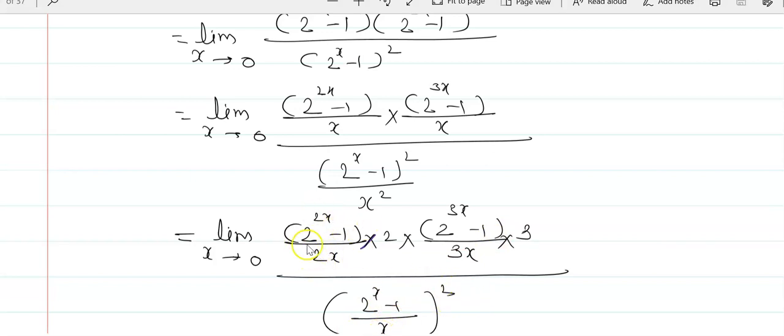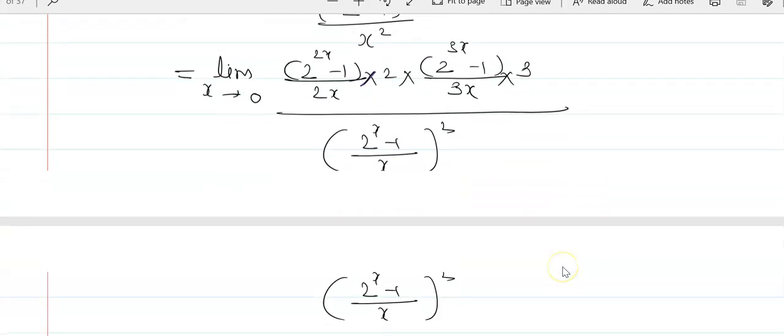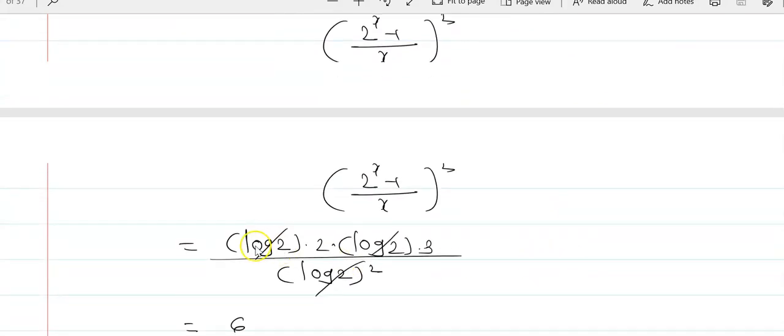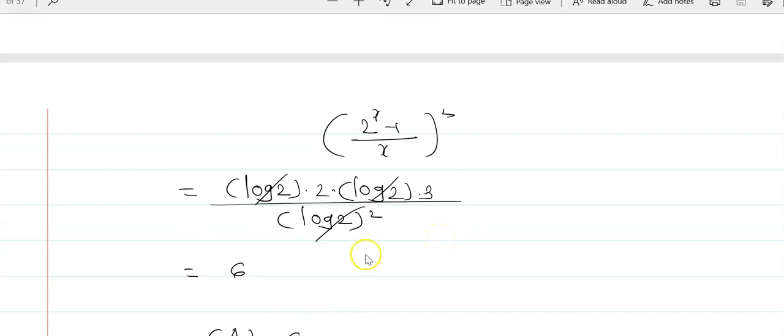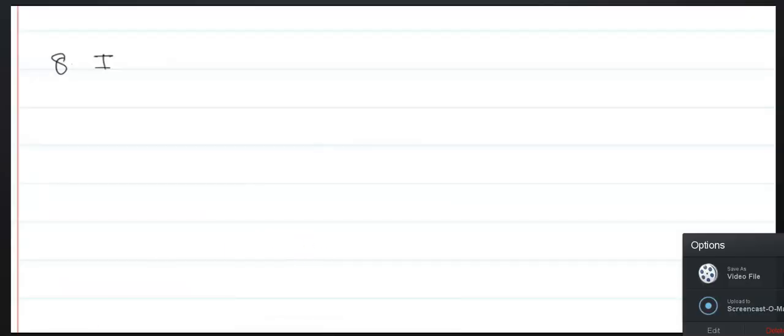The value of this limit is log of 2, log of 2. That is log of 2 square, and 2 into 3 will become 6. Now see this here: in the denominator, the limit will be log of 2 bracket square. And overall you will get 6, and hence option A is the correct one. Now see this again here. Next example.